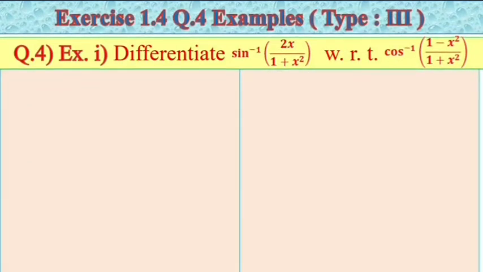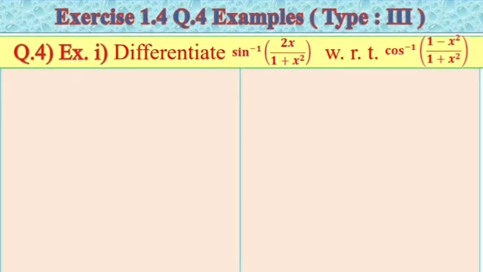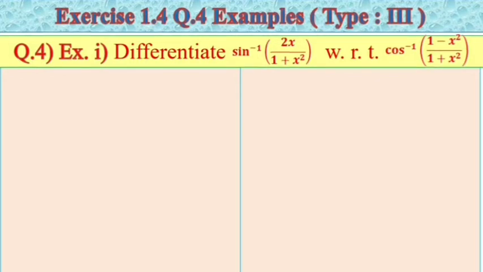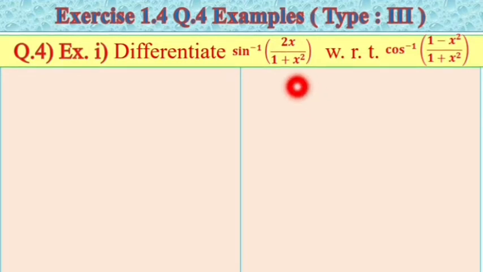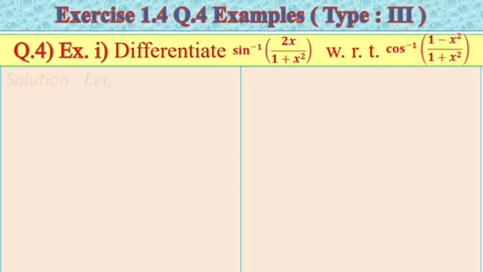Now we start the first example of exercise 1.4, question number 4, type number 3. The first example is: differentiate sine inverse of 2x upon 1 plus x square with respect to the other function, that is cos inverse of the bracket 1 minus x square upon 1 plus x square. That means here sine inverse of f of x is our u, and cos inverse of g of x is our v. We have to find the derivative of u with respect to v. Okay, firstly, take the solution.